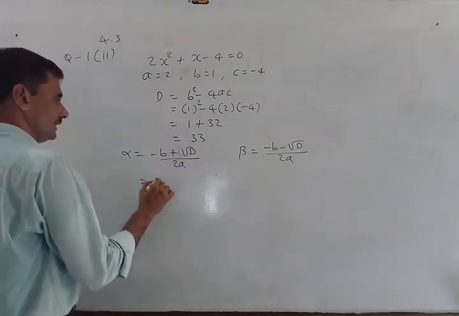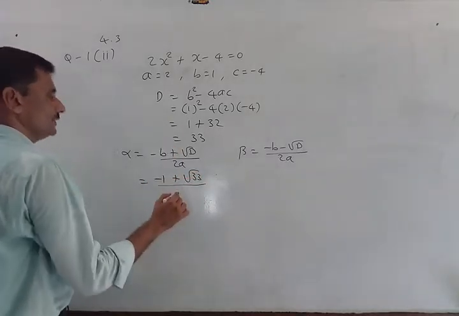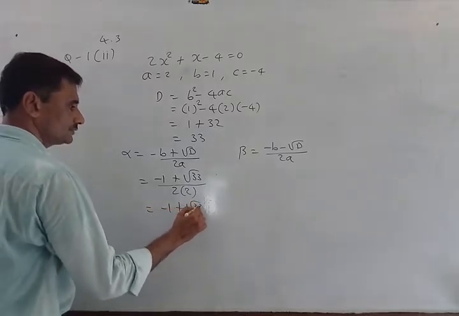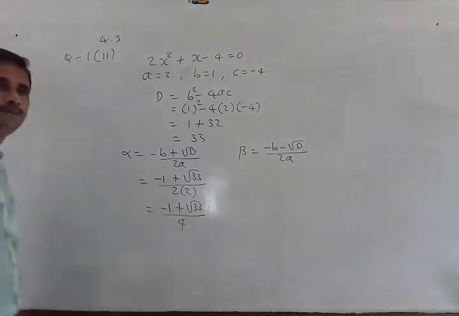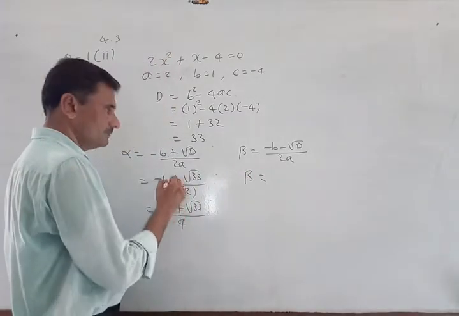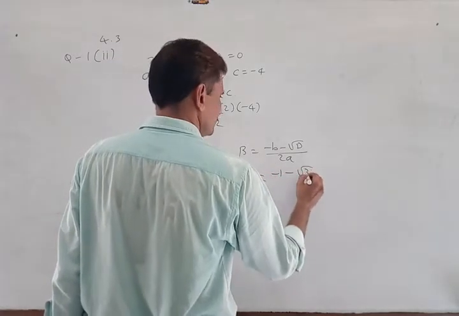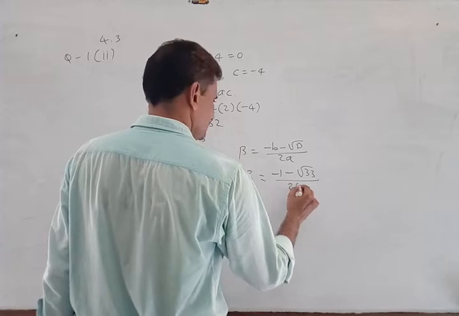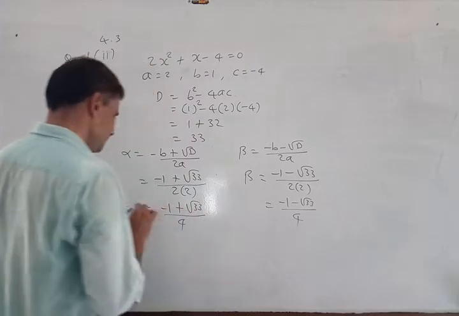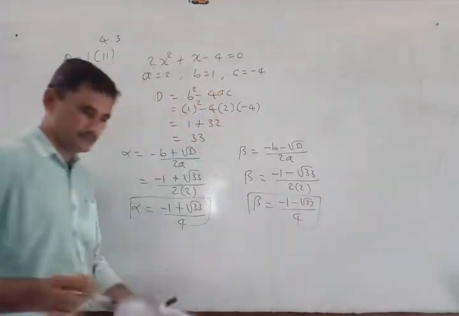So minus b is minus 1, b is 1, D is 33, and 2 into 2. So it will be minus 1 plus root 33 upon 4. And here also same way, only the middle sign will be minus. Otherwise everything is repeating: minus 1 minus root 33 upon 4. So alpha and beta, same answer just like the previous one we got.